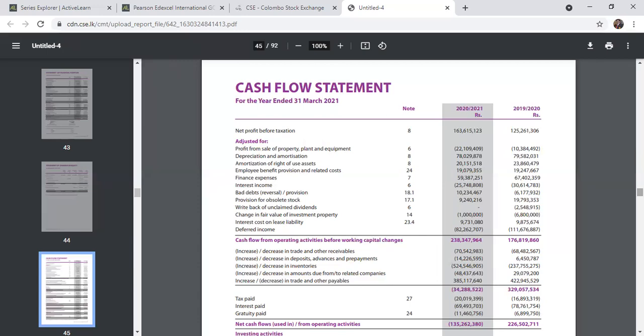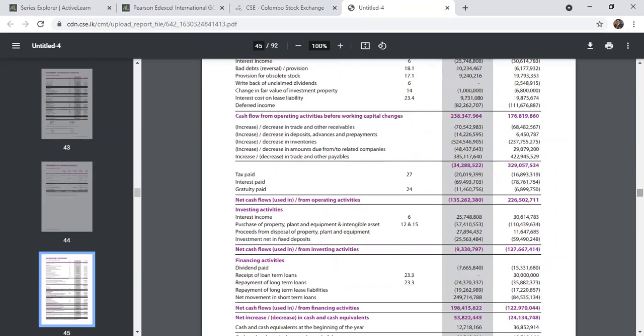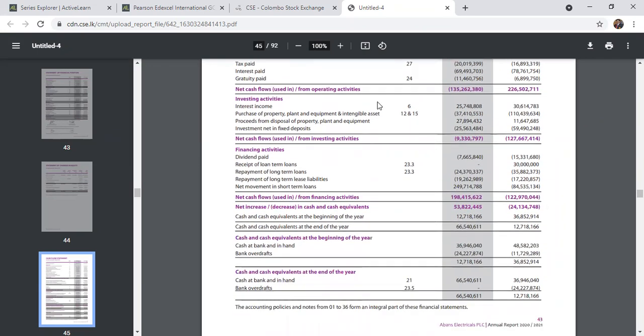You can see here, this organization has given the cash coming from the operating activities before working capital changes, and net cash flow from investment activities, the cash inflows and cash outflows from the main investment activities. Like interest income is an inflow. Within brackets we can see purchase of property, plant and equipment and intangible assets, which is a cash outflow. Like that, there are inflows and outflows. Cash inflow means money coming inside the business, like interest income.